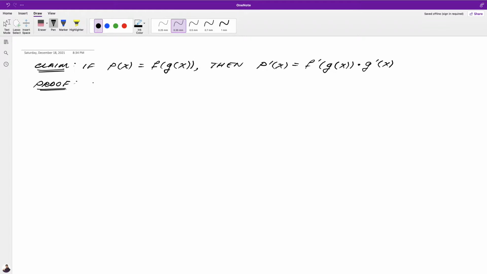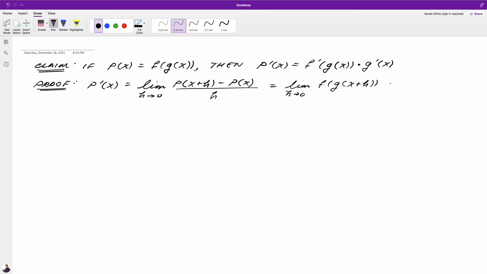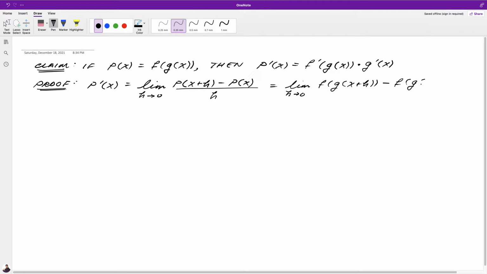Okay, using the limit definition, p prime, we're just going to build this thing up from the ground, is equal to the limit as h trends to 0 of p of x plus h minus p of x over h. Okay, which is of course just the limit as h trends to 0 of f of g of x plus h minus f of g of x over h. Okay.